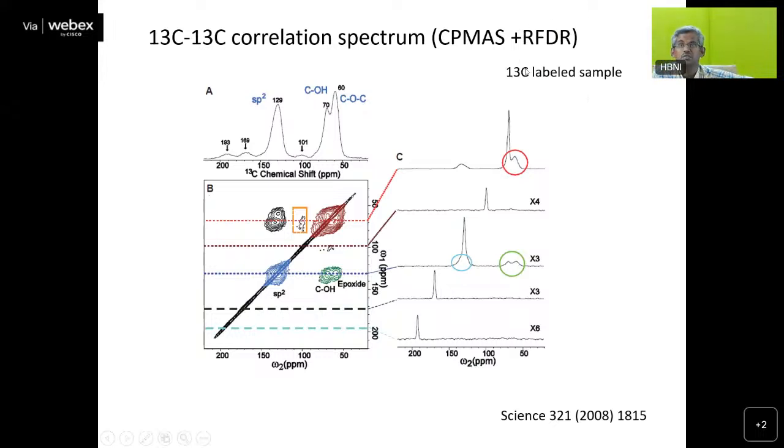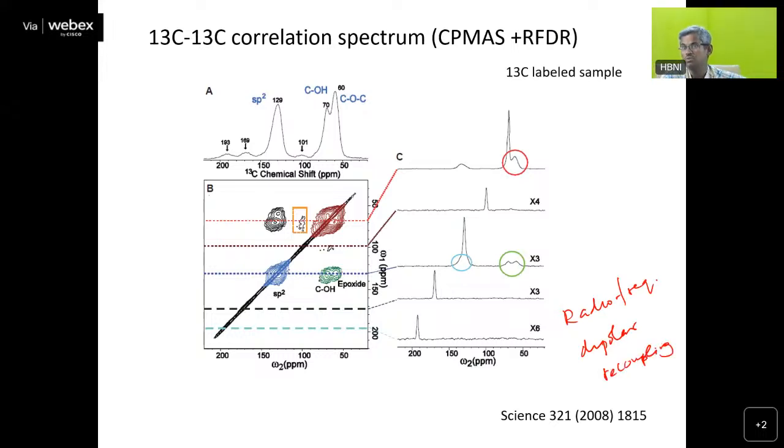And here we use a separate pulse sequence, comparable to that, but a slightly modified modern pulse sequence called RFDR. It's a very powerful pulse sequence, called radio frequency dipolar recoupling. I have not written it; if you search on Google, you can see radio frequency dipolar recoupling. You see, it is a recoupling sequence, not decoupling, recoupling.